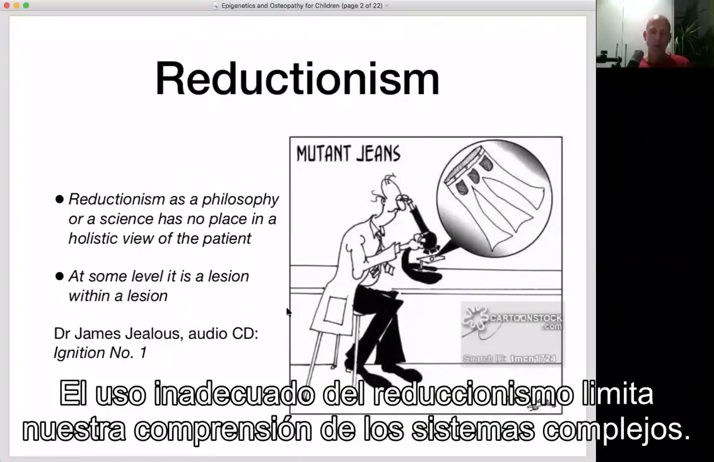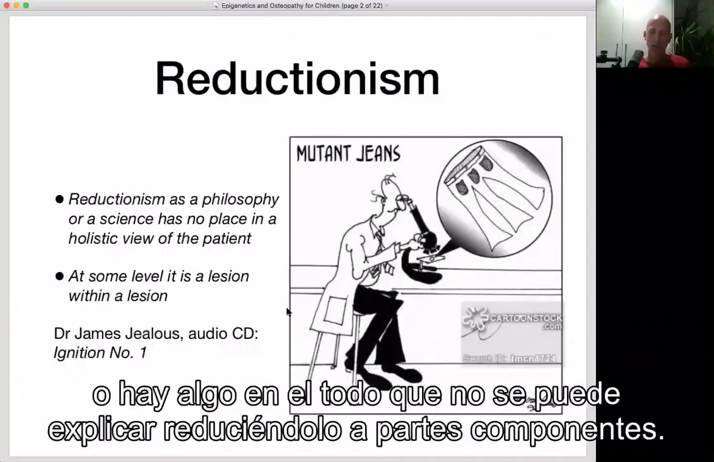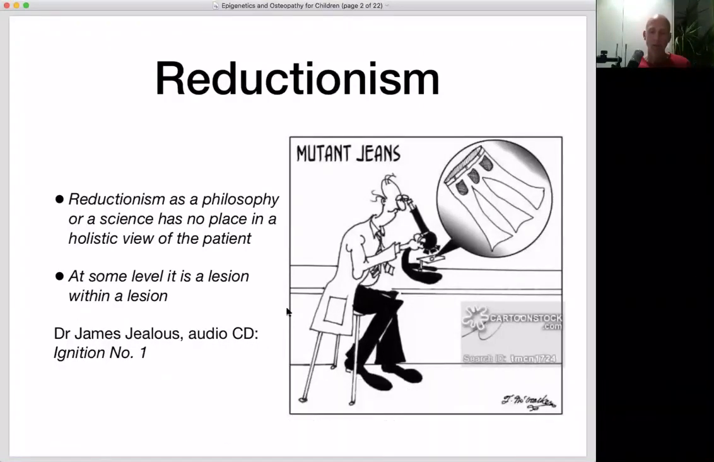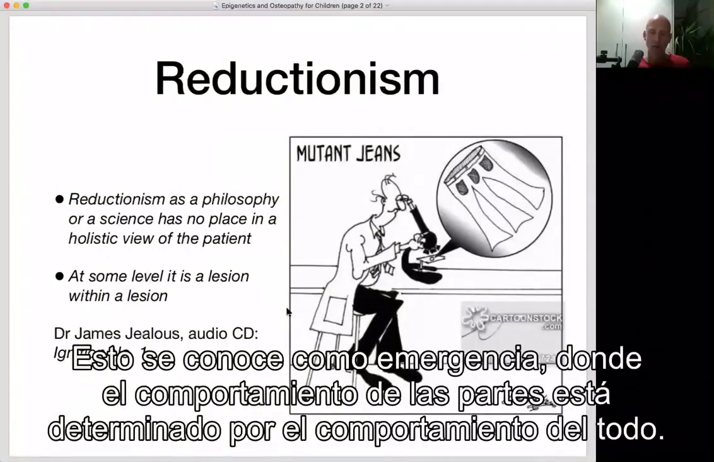Inappropriate use of reductionism limits our understanding of complex systems. An opposing theory to reductionism is that the whole has properties that its parts don't have on their own, or there is something in the whole which cannot be explained by reducing it to its component parts. Science has to find out how to study ways in which larger scales of organization influence smaller ones. This is known as emergence, where the behavior of the parts is determined by the behavior of the whole.